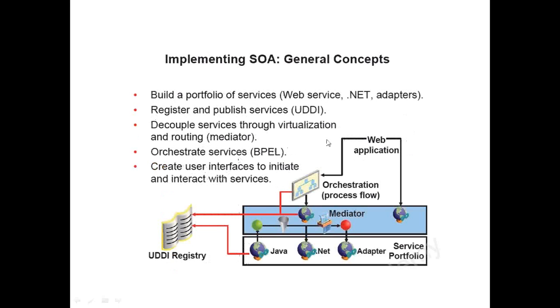So let's talk about what a project looks like when you go for a project. What are the basic things when you are implementing an SOA project? Okay, this is a very general concept, and most of the systems are like this. When you go for a project, the first thing is you design what the services are. These services can be designed using adapters, .NET, Java, PL/SQL, any other thing. So the first thing is you define what the services are.